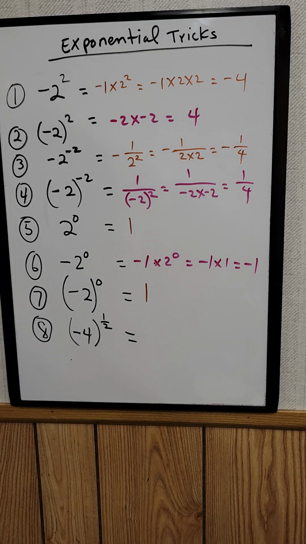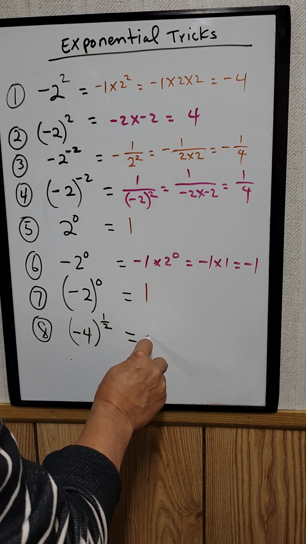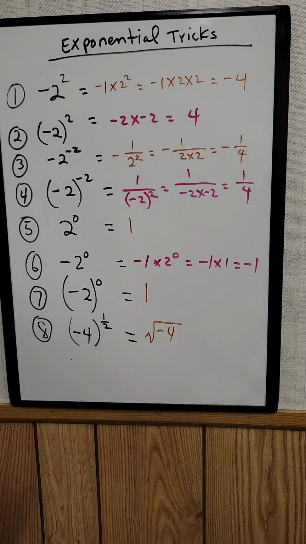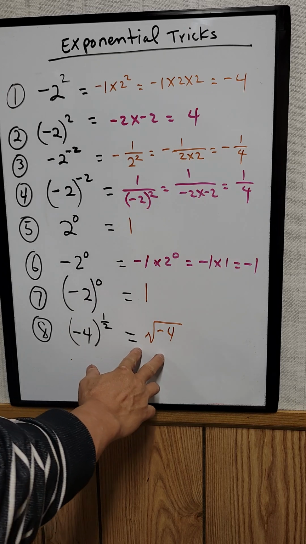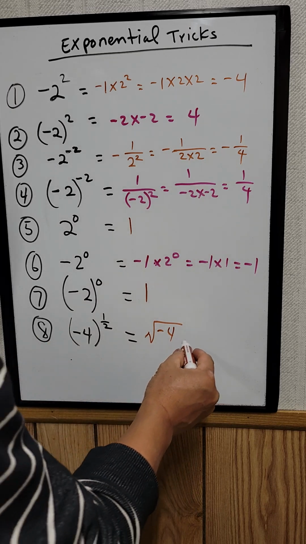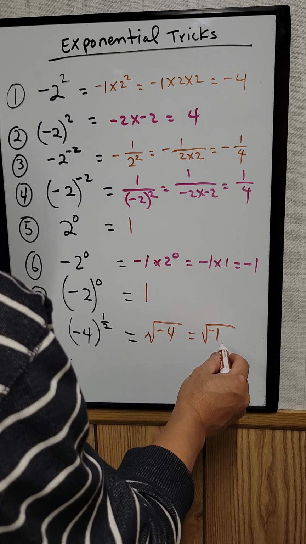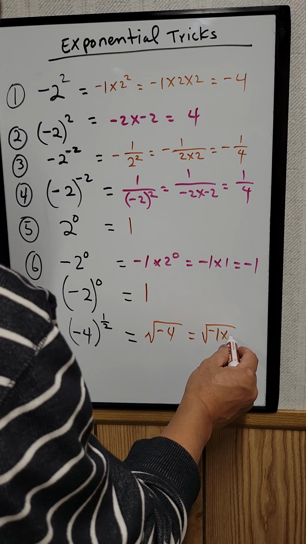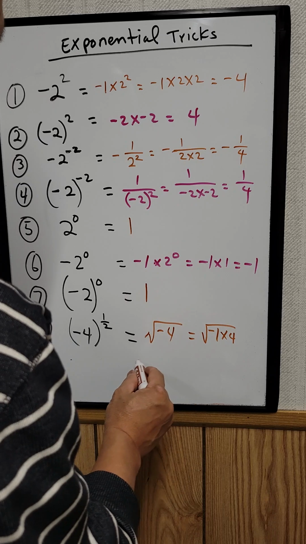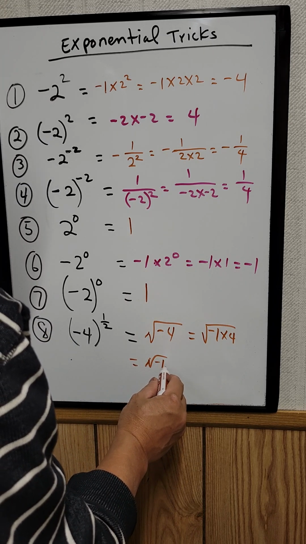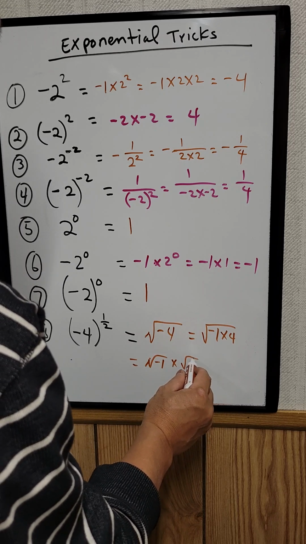How about this one? Negative 4 raised to the 1/2. Now we can rewrite this as the square root of negative 4. The square root of negative 4 is not a real number. So now we're dealing with imaginary numbers. We can rewrite this as the square root of negative 1 times 4, and we can break it up: the square root of negative 1 times the square root of 4.